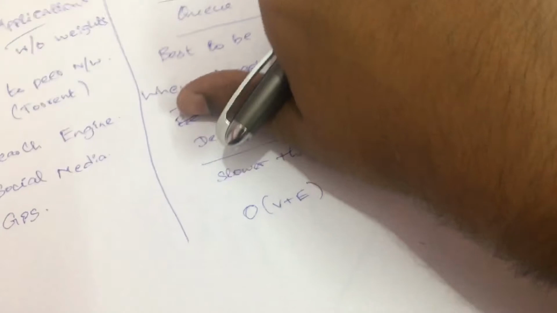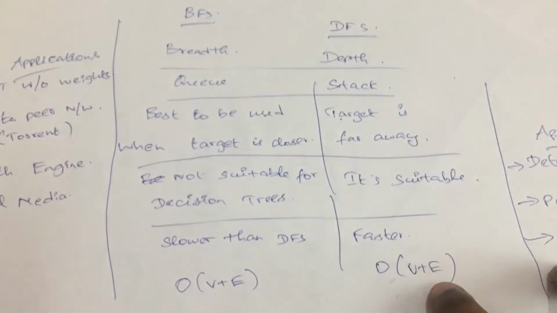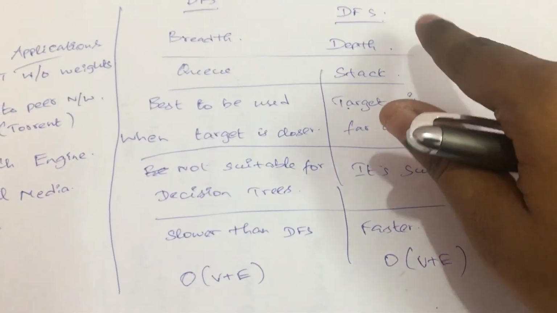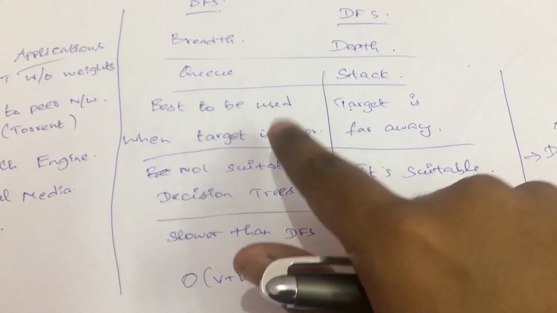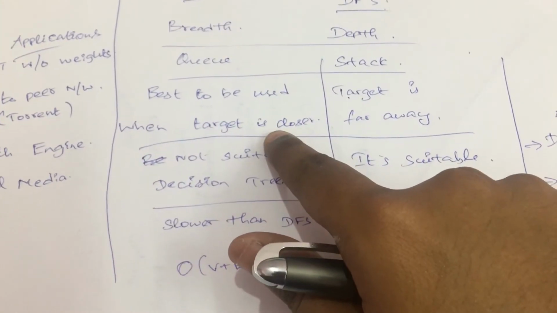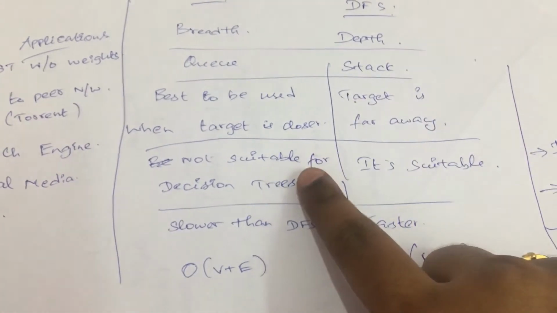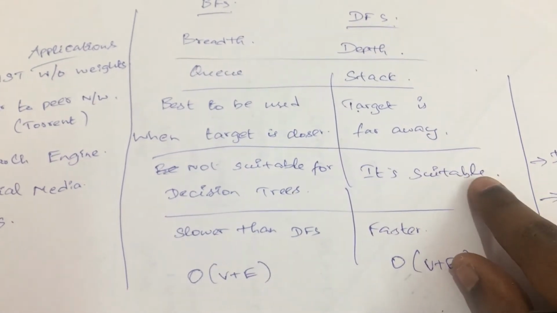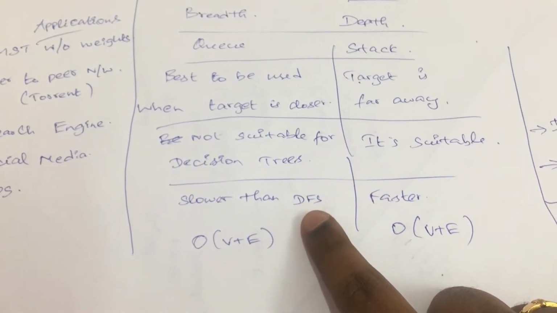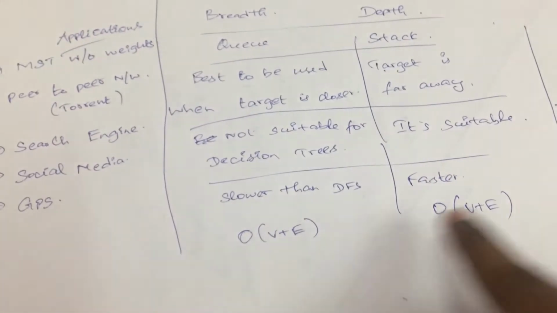Now let's discuss a few more points about BFS as well as DFS. The main difference between BFS and DFS is mentioned here. Here it is breadth first search, here it is depth first search; here it uses a queue, here it uses a stack. BFS is best used when the target value is closer, and DFS can be used when the target is at a far away point. BFS is not suitable for decision trees, but DFS is suitable for a decision tree. BFS is slower than DFS, and DFS is the faster algorithm, though the time complexity is the same.